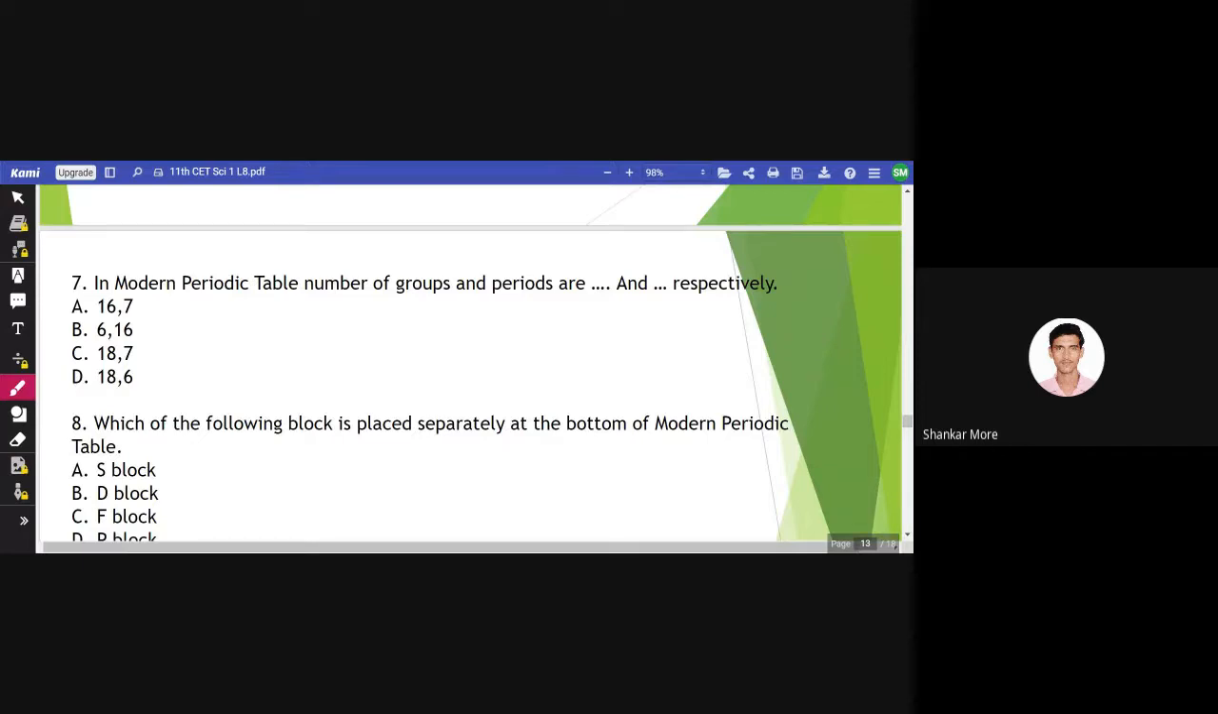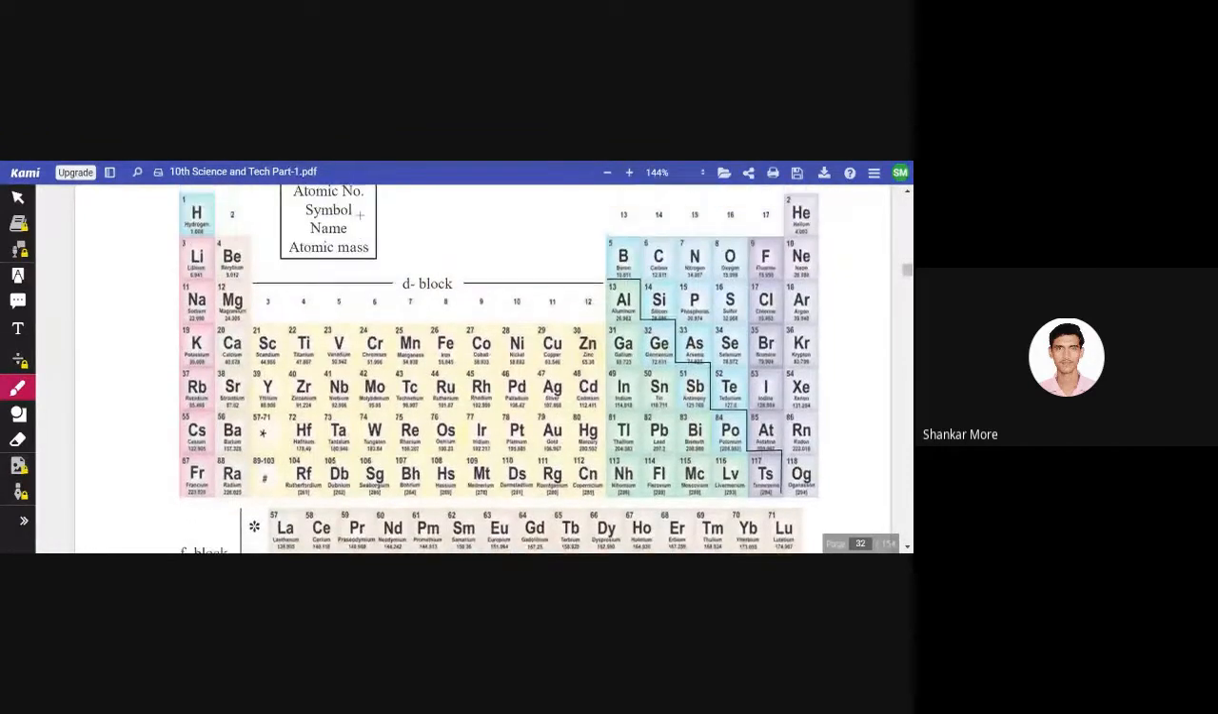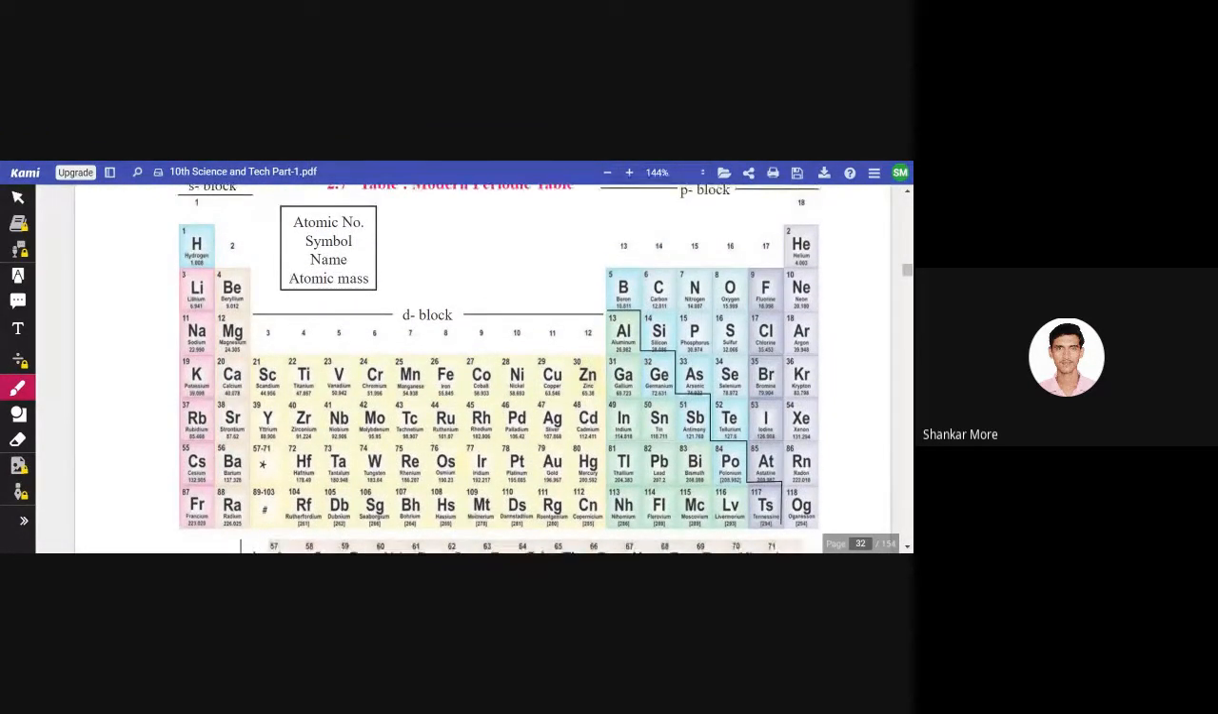So let me just find the modern periodic table. Just a second, students. Okay, here we go. Those who don't know, have a look once, okay? So the rows, the horizontal lines, what are those? Horizontal lines are periods, right? They are periods. And the vertical lines, or the vertical columns, those are groups.